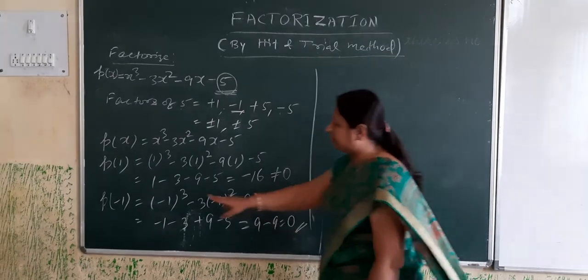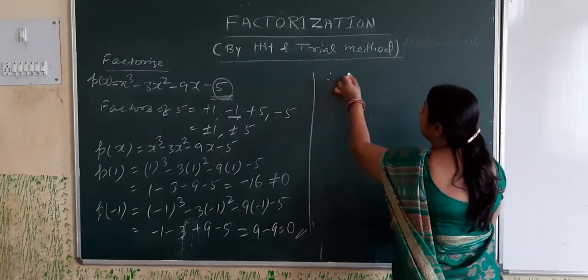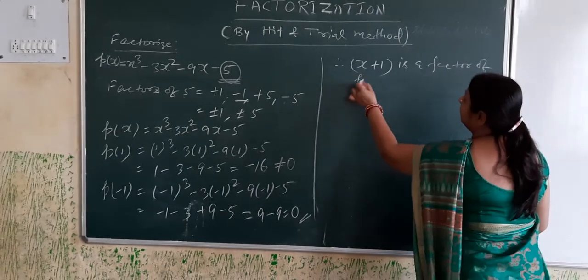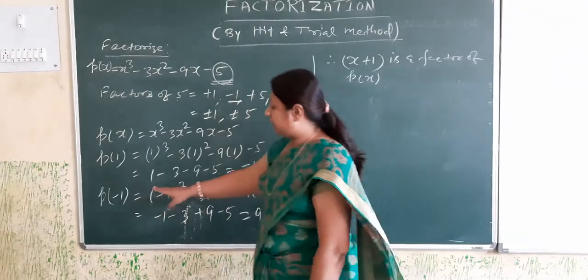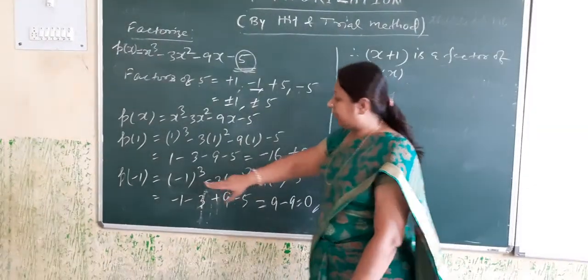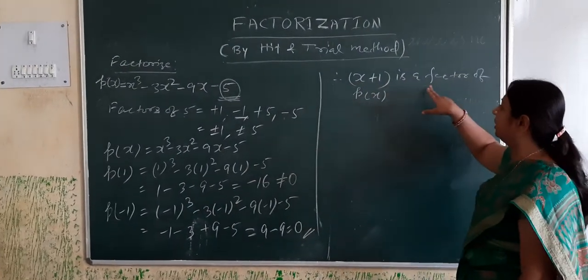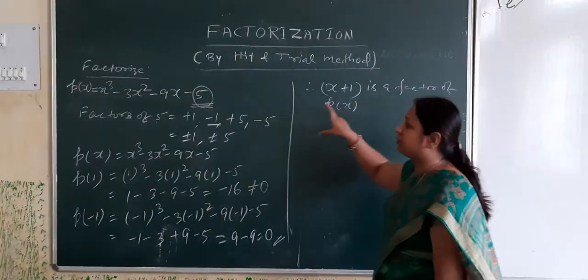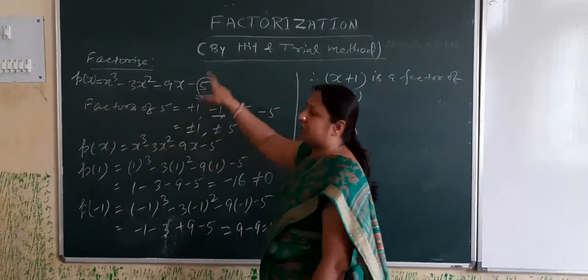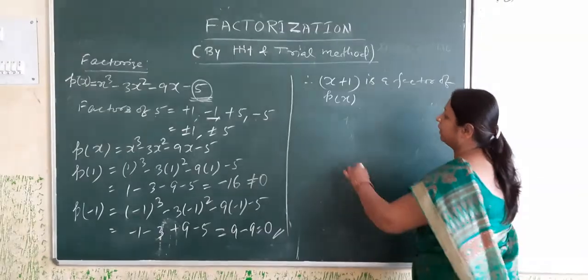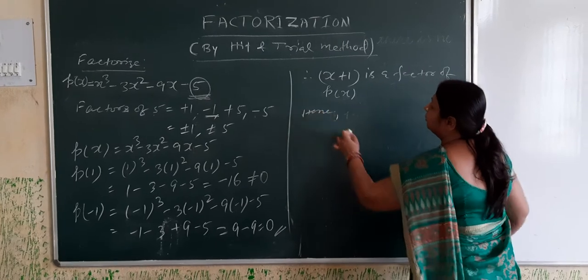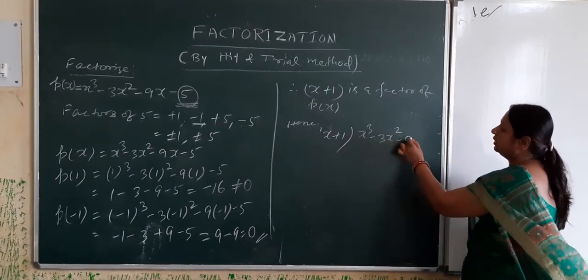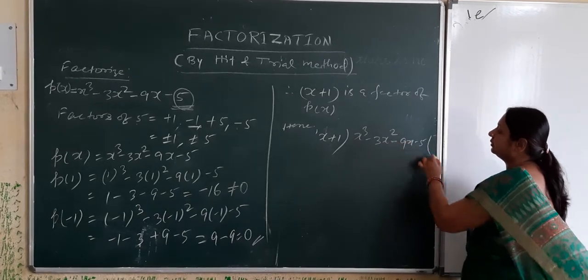For which value does the polynomial become 0? Minus 1. It means x plus 1 is a factor, since we put x equals minus 1. When x plus 1 is a factor of the polynomial, it means x plus 1 exactly divides the polynomial x cube minus 3x square minus 9x minus 5. Hence, we can divide the polynomial by x plus 1.